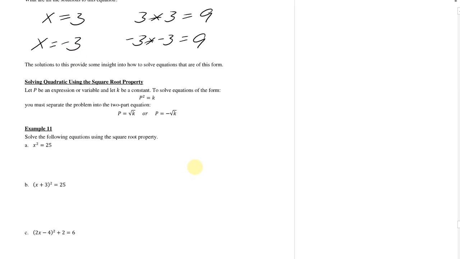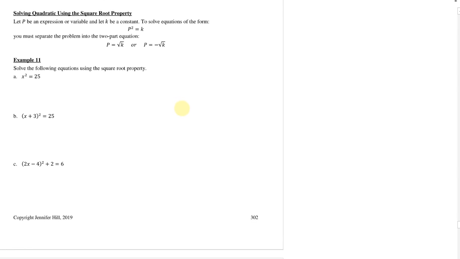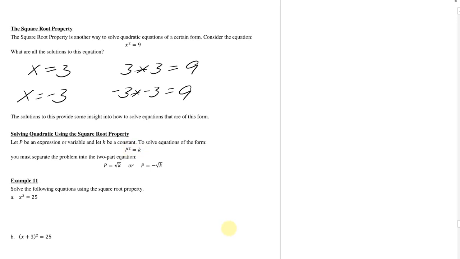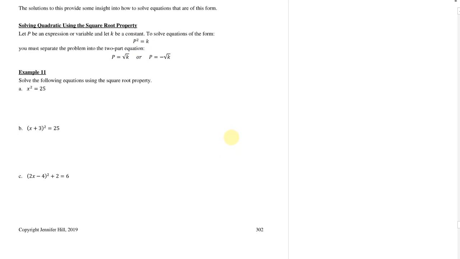So now let me just show you. The square root property says, if you have some expression p squared equals k, so that would be exactly like what we have here, x squared equals 9, now p can be an expression and k can be a number. To solve this, you're going to break this into two parts. You're going to take the square root of each side, and so p will either equal the positive square root of k or the negative square root of k. So it's probably best if I just show you a couple of examples.